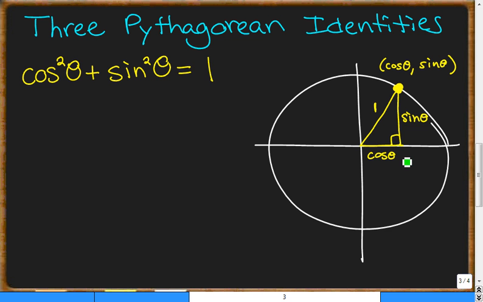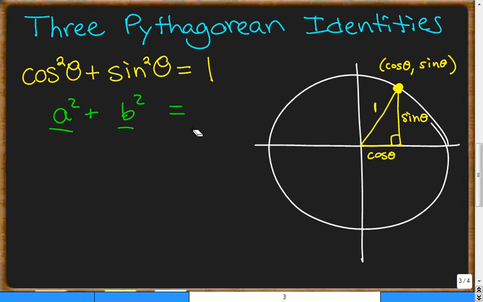That has to do with the fact that we know that a squared plus b squared equals c squared when we refer to right triangles. Now in this case, a represents cosine, b represents sine, and c represents 1. 1 squared just being 1. So this is a really powerful identity that we're going to use quite often throughout trigonometry.